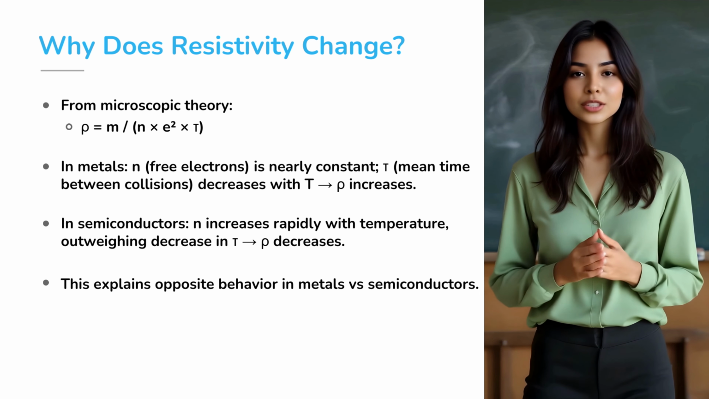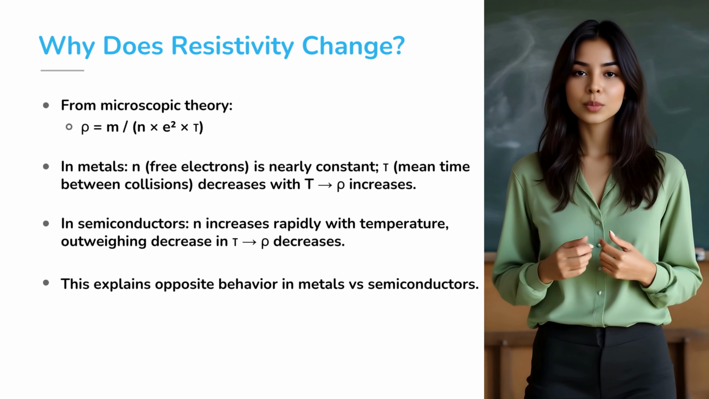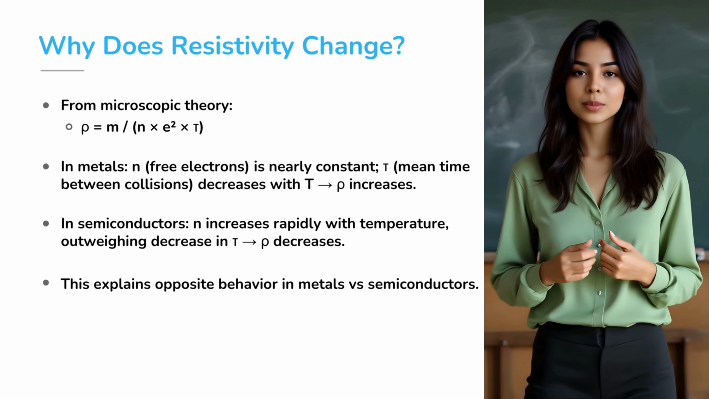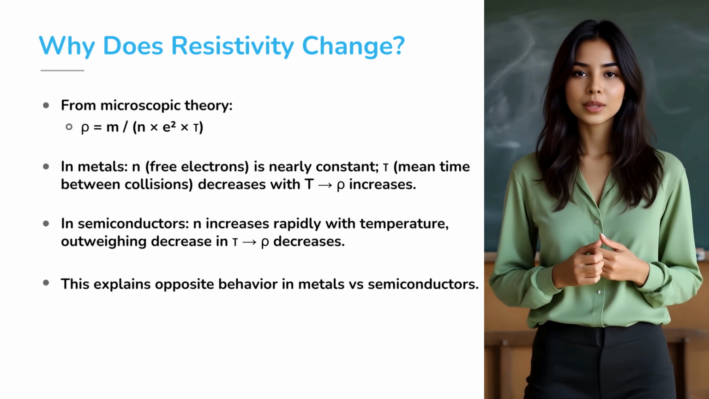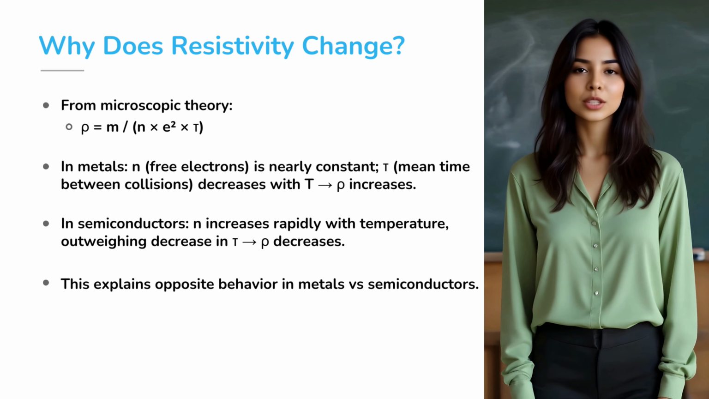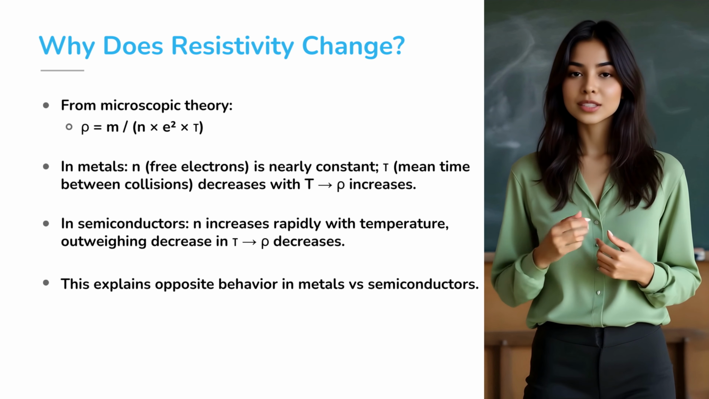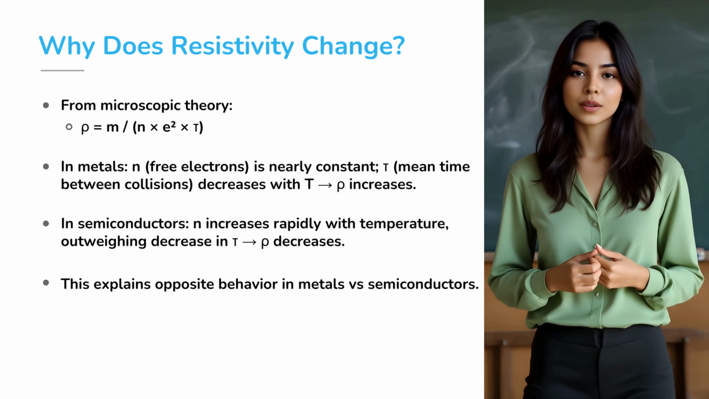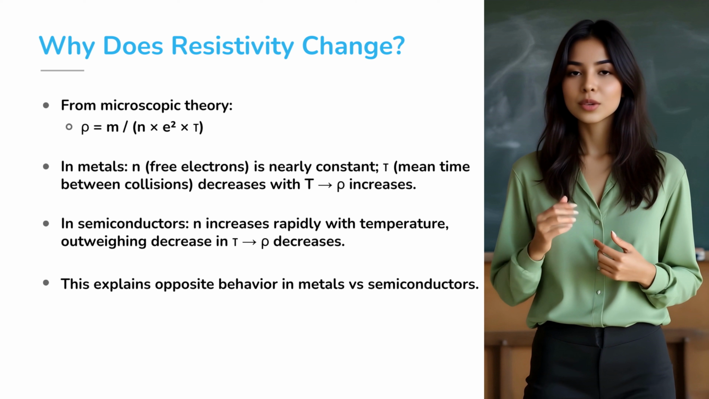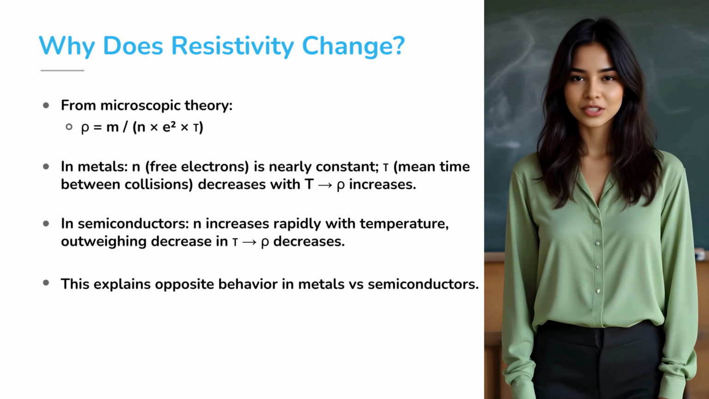Let's now understand this behavior from the microscopic point of view. Resistivity is given by the formula ρ = m / (n e² τ), where m is the mass of an electron, n is the number of charge carriers, e is the electronic charge, and τ is the mean free time between collisions. In metals, n is constant and τ decreases with temperature, so resistivity increases. In semiconductors, n increases rapidly with temperature. This outweighs the decrease in τ, so resistivity decreases.